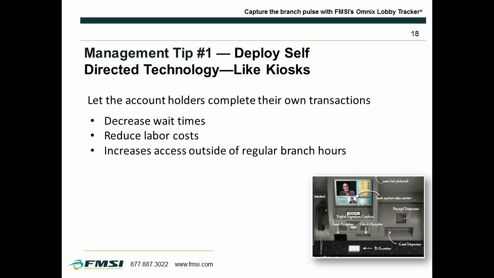Management tip number 1, deploy self-directed technology like kiosks. There are sophisticated self-directed technologies in the marketplace enabling account holders to complete some lobby interactions, such as Diebold in-branch technology and interactive kiosks. Investing in these technologies can decrease wait times, reduce labor costs, portray your branch as being technologically advanced, and give access to branch service outside of regular branch hours.